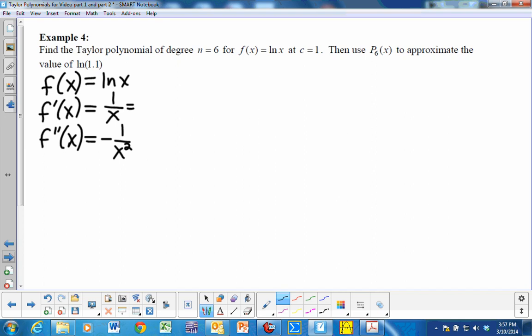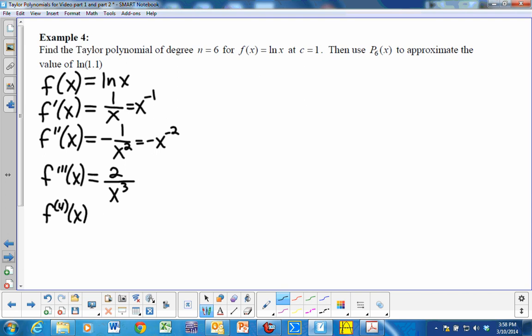But just remember, this is just x to the negative 1. So put the power in front, lower the power by 1. And you're going to keep doing that. It's not going to hurt you to practice these. Like if you need to rewrite all of these so you can actually do the derivatives, that's a good practice to do. So this will be 2 over x cubed.